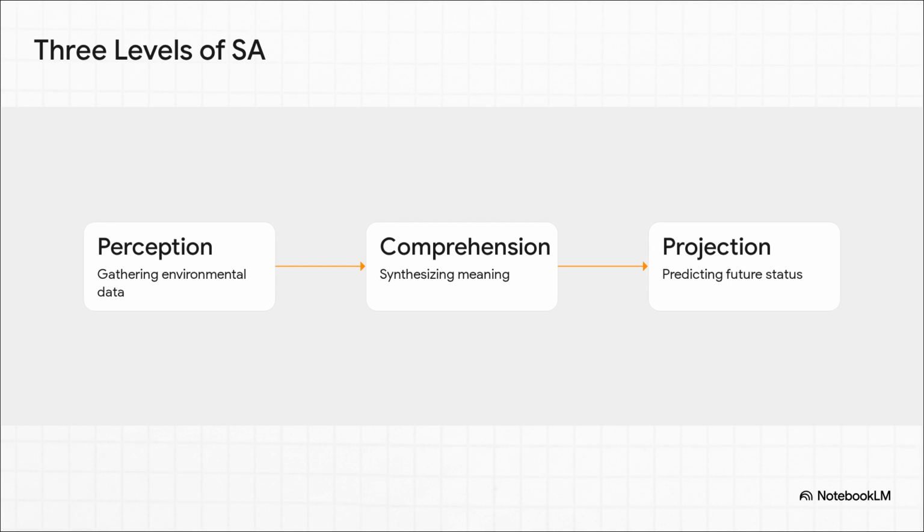That's actually putting those pieces together and realizing, oh, this specific altitude and speed means I'm in a dangerous dive. And then there's Level 3, projection. This is guessing what the puzzle looks like before it's even finished. It's knowing that if you don't pull up right now, you're going to hit the ground in exactly 10 seconds. Hitting Level 3, that is the ultimate hallmark of a true expert.